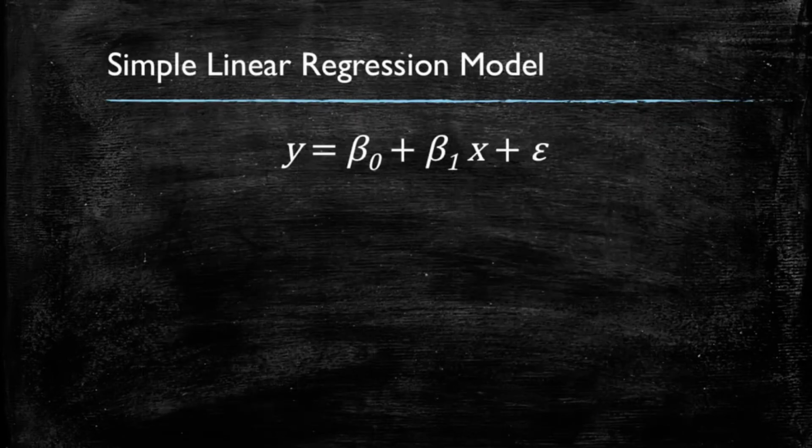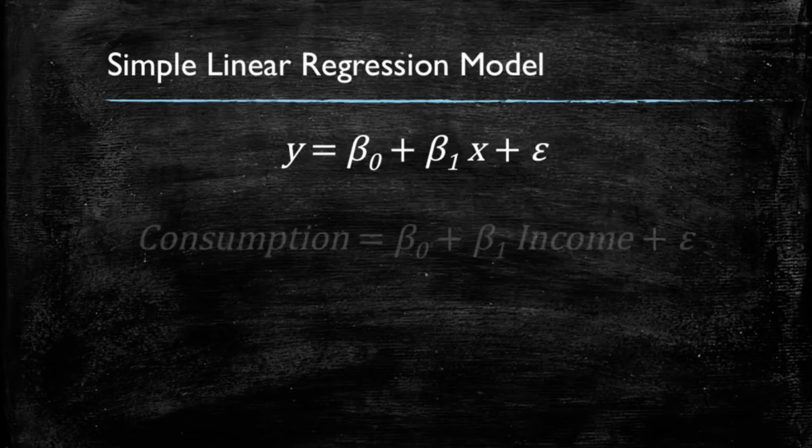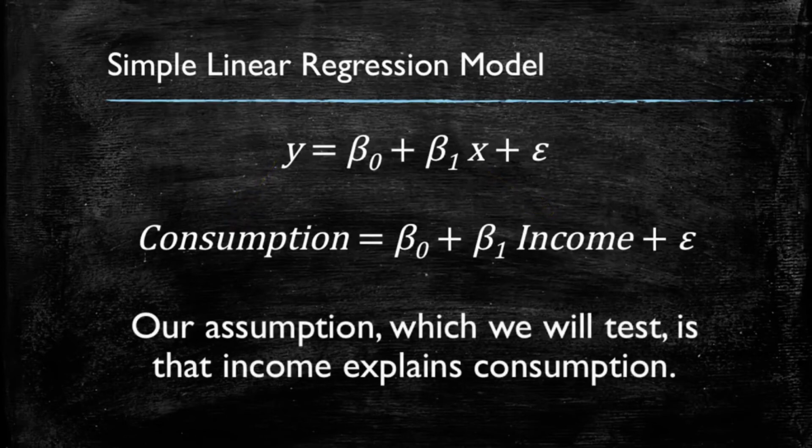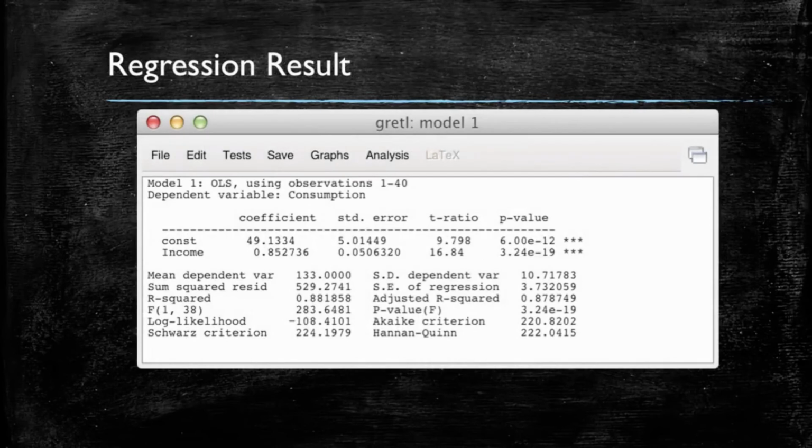Remember, our model has a dependent variable and an independent variable. And in this case, we're trying to explain consumption based on income data. So consumption is going to be our dependent variable and income is going to be our independent variable. And of course, the assumption we're making and what we want to test is if income is a good enough variable to explain consumption. If we throw this into a statistical package, such as Gretl, this is what we observe.